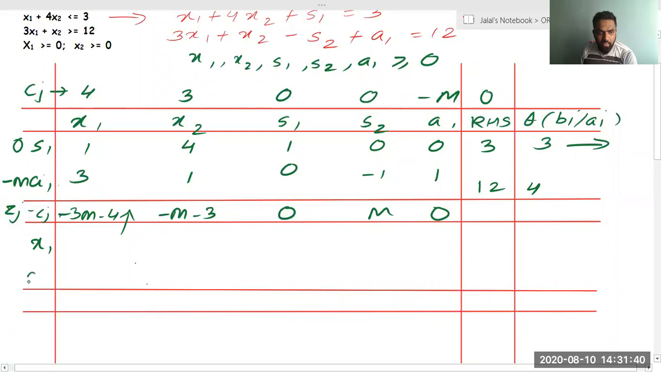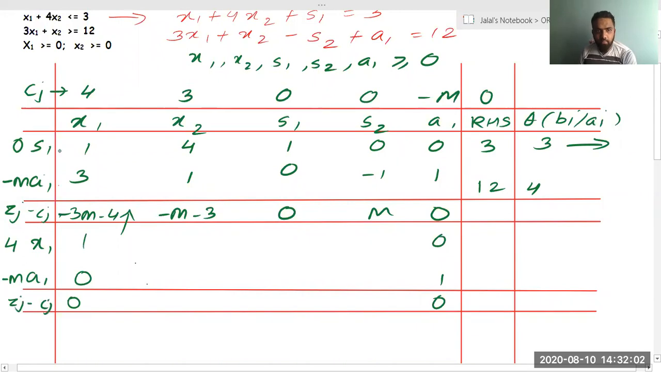So X1 will enter, A1 will be as it is. Now what is the value of X1 in CJ? 4, in Z. And what is this value? Minus M. Now I'll put here 1, 0. For A1 I'll put 0, 1. Then I'll put here 0, 0. Then I'll put here ZJ minus CJ.